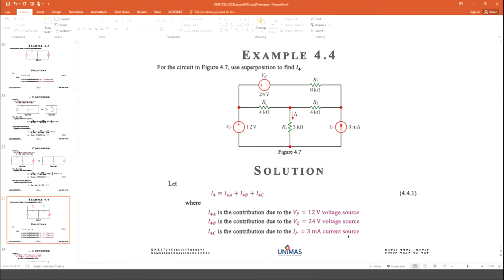Kalau circuit macam ni, ada 3 sources, ada 2 voltage source, ada 1 current source, and you want to find that particular I4. Okay, so what are you going to do? So first you need to define I4 is due to 3 sources. So we call it I4A, I4B, I4C. Okay, remember, define tu dulu. What is I4A? You can say I4A due to any of the sources. I4A can be due to IP, I4B can be due to VP, I4C can be due to VQ or whatever.